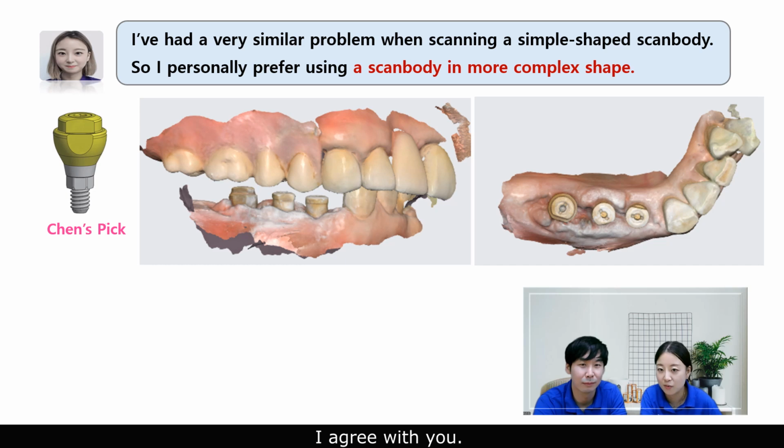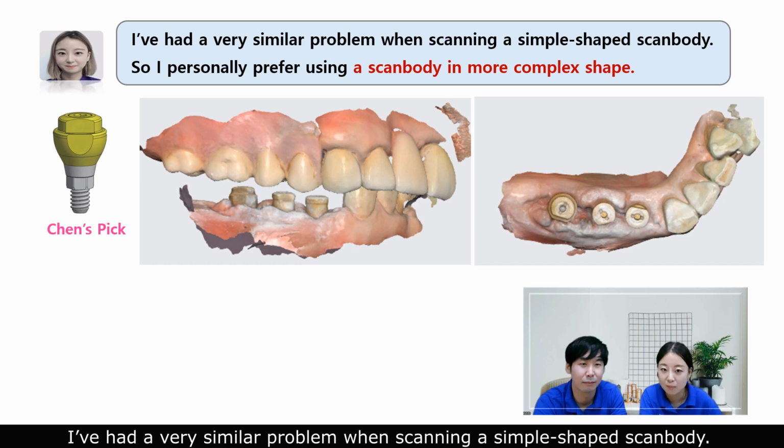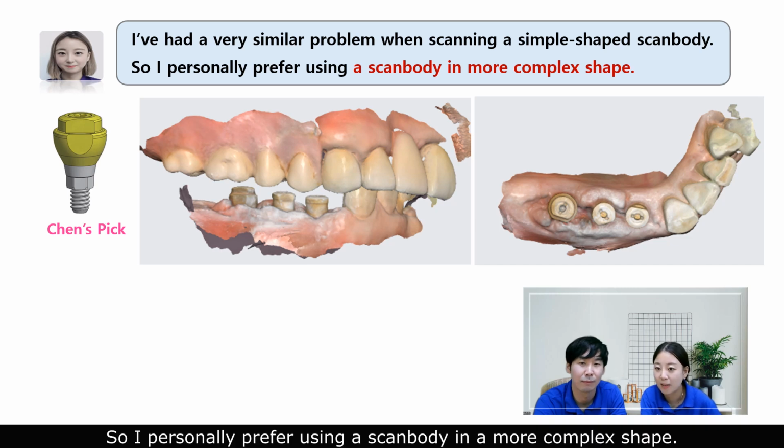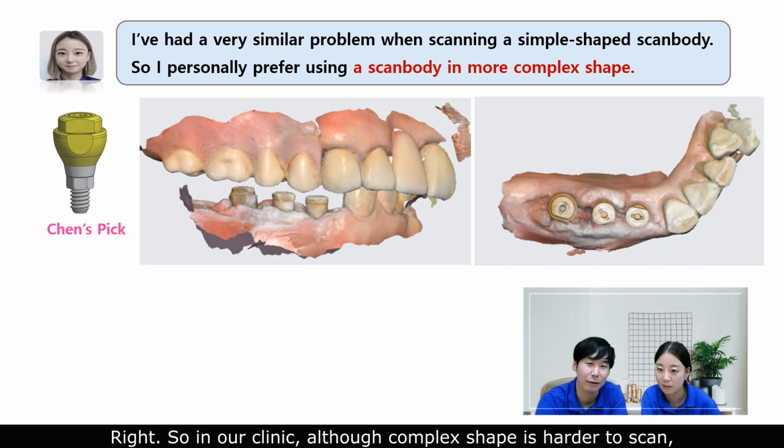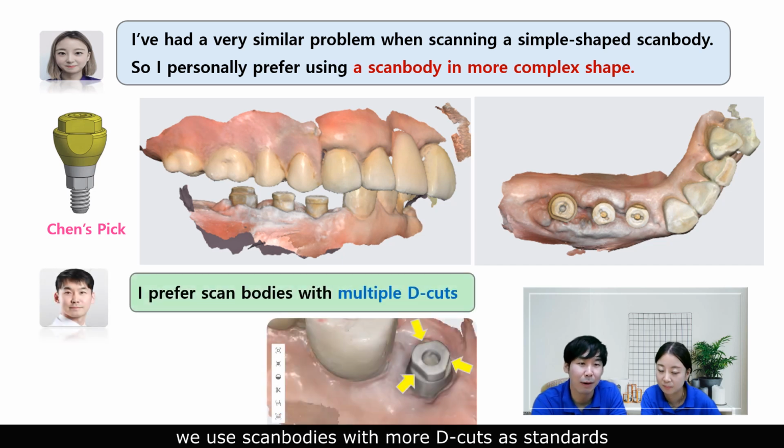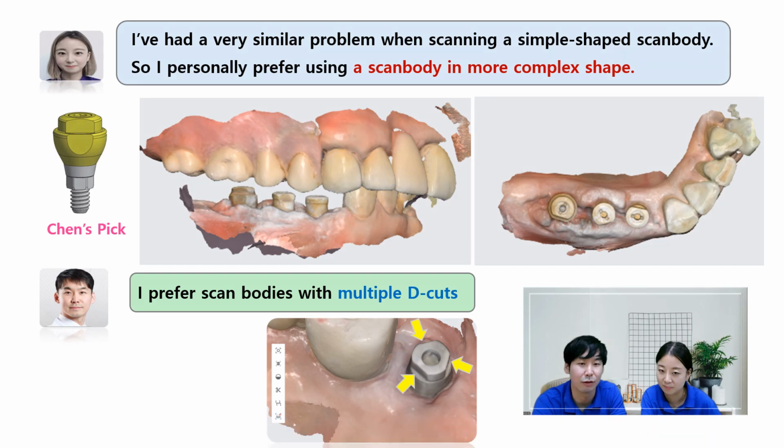I agree with you. I've had a very similar problem when scanning a simple shape scan body. So I personally prefer using a scan body in a more complex shape. Right, so in our clinic, although complex shape is harder to scan, we scan bodies with more details as standard because it gives us more accurate result. And let's take a look at a solution video to answer his question.